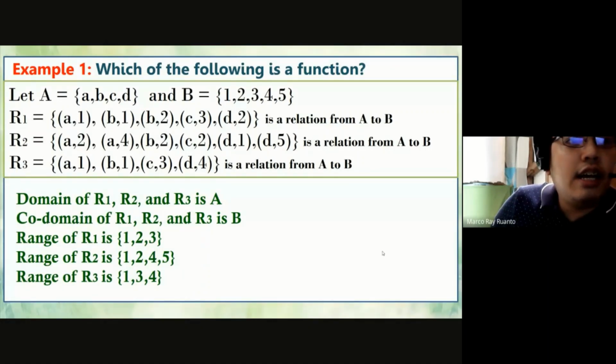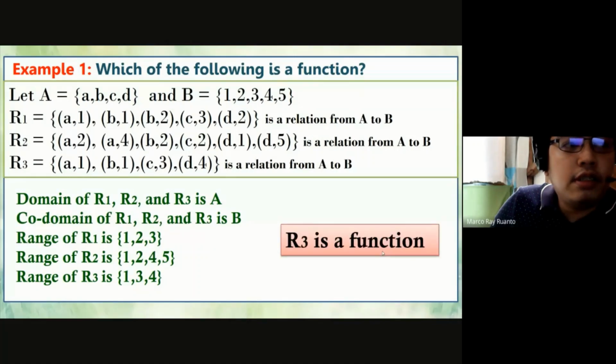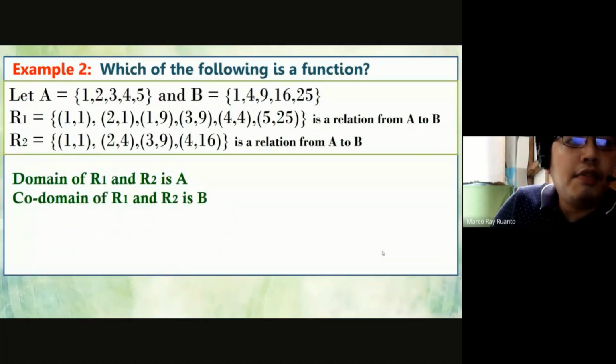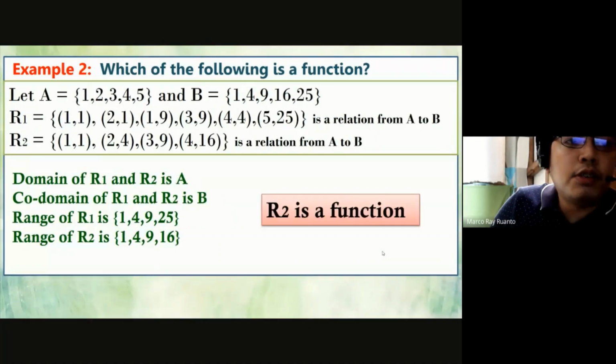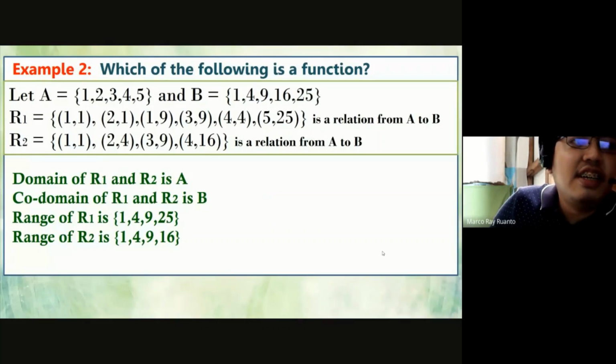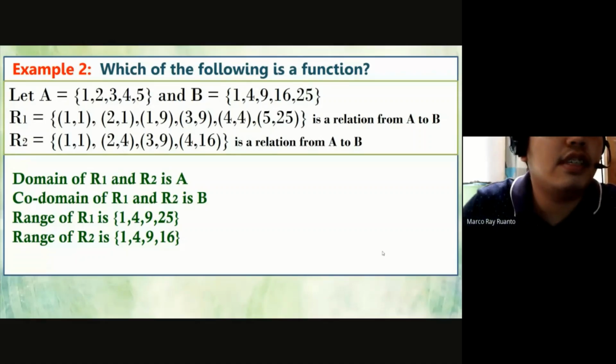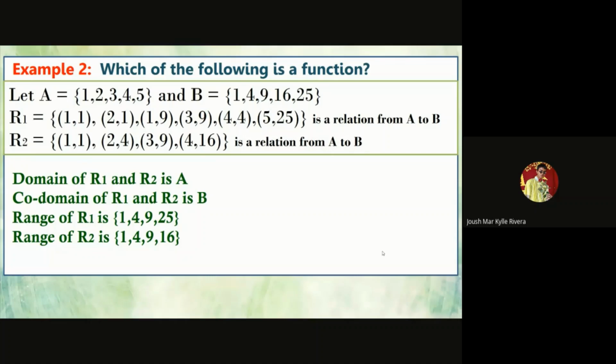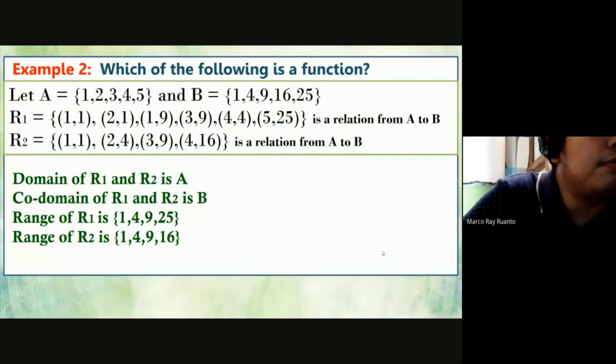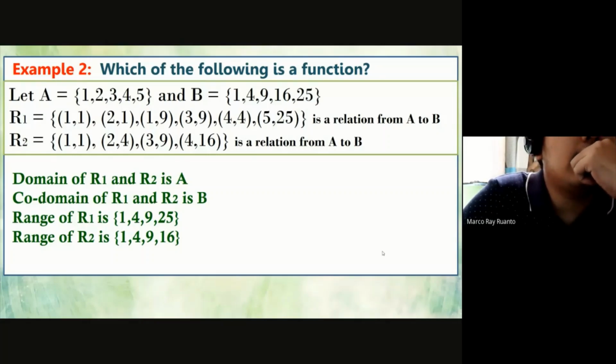Okay, so the third relation is the only function. Let's have another one. Okay, let's have the first relation. Is it a function or not? Not a function, because for C1, the pairs of 1 are two: 1 and 9. So therefore, it is not a function.